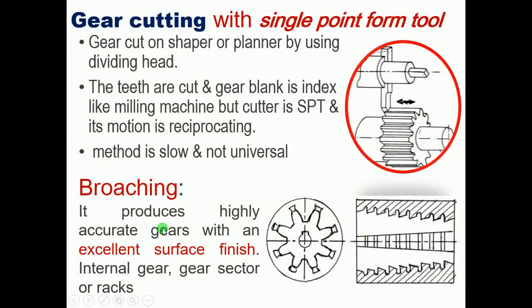Okay. Next is called broaching. Now, broaching is one of the best processes to generate a gear in a single stroke. It produces a highly accurate gear with an excellent surface finish by using broaching machines. Generally, it produces internal gear sectors or racks. Okay, these are the broaching tools. We can generate these gears.